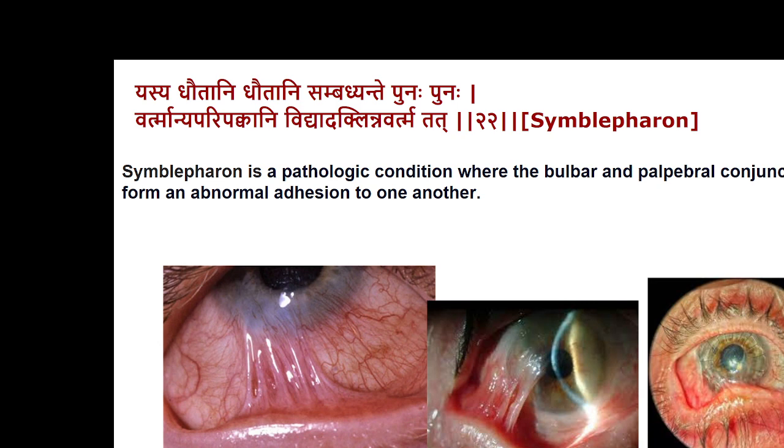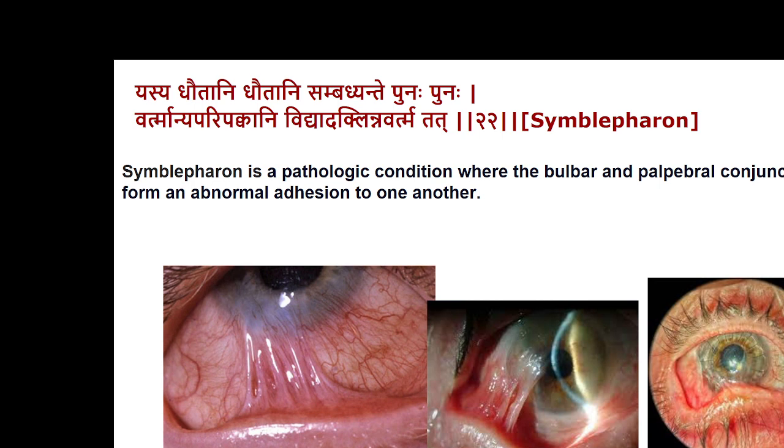Then: Yasya Dhautani Sambadhyante Punah Vartmani Aparipakvani Vidya Aklina Vartmayata. In a situation where there is adhesion between the palpebrae and the conjunctival surface, Sushruta says that even if you wash repeatedly, there is still a union of the eyelids. Eyelids tend to merge together, or the eyelids and the conjunctiva tend to merge together, and there will not be much discharge, aparipakvani. That is called aklina vartma, and that aklina vartma is exactly symblepharon.